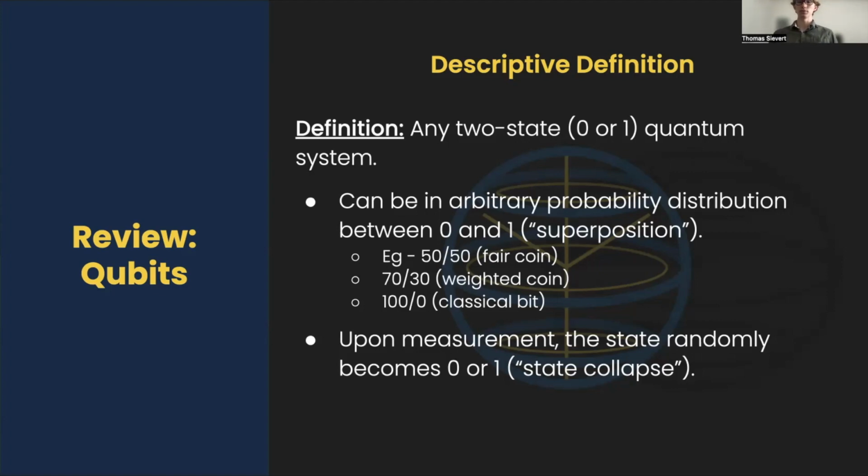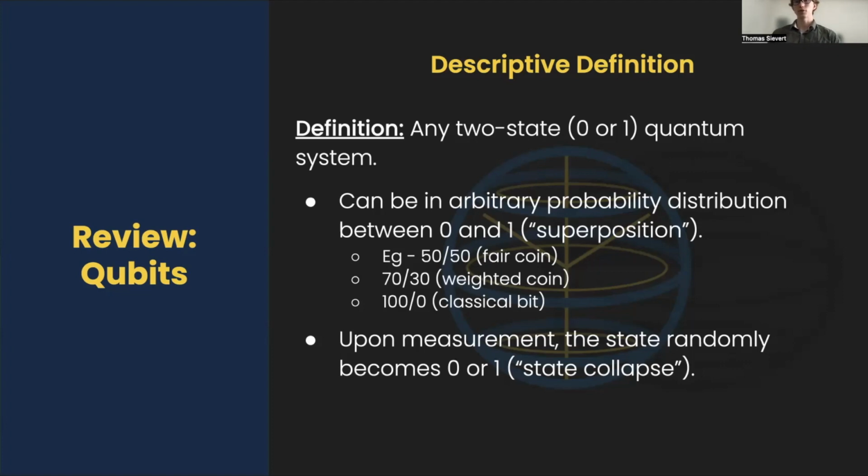These are just a few examples. Any kind of probability distribution, any splitting of the percentage between 0 and 1 you can think of is a valid superposition. And superposition is the word that we use in the business to talk about this kind of arbitrary probability distribution. If a state is split between 0 and 1, it's in a superposition.